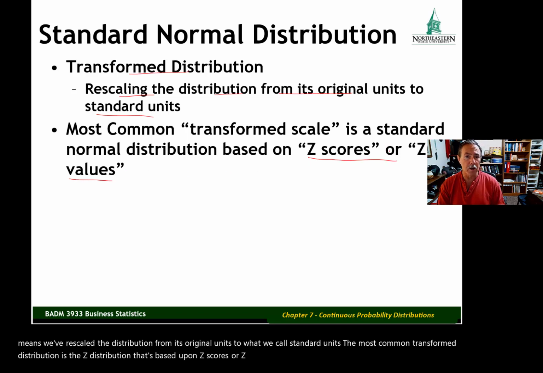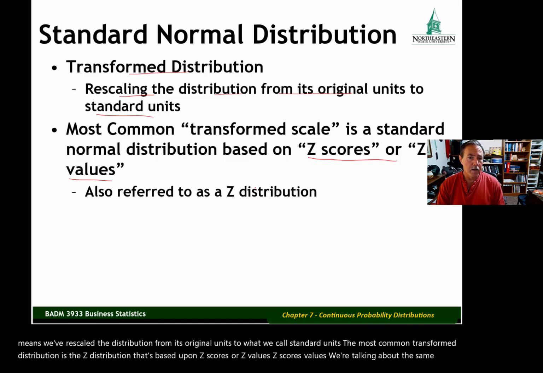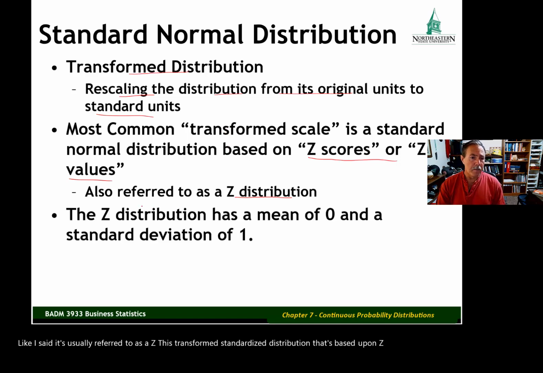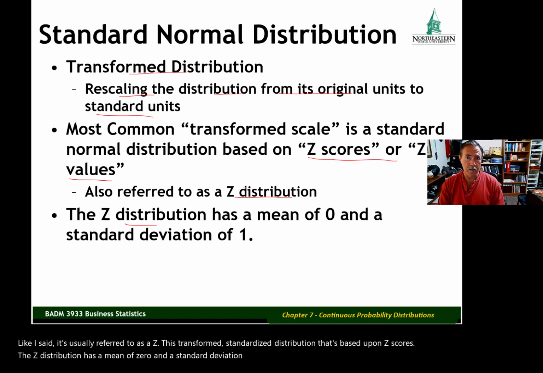Z-scores, z-values, we're talking about the same thing. Like I said, it's usually referred to as a z-distribution, this transformed, standardized distribution that's based upon z-scores. The z-distribution has a mean of 0 and a standard deviation of 1, always. It doesn't matter what our original units were.